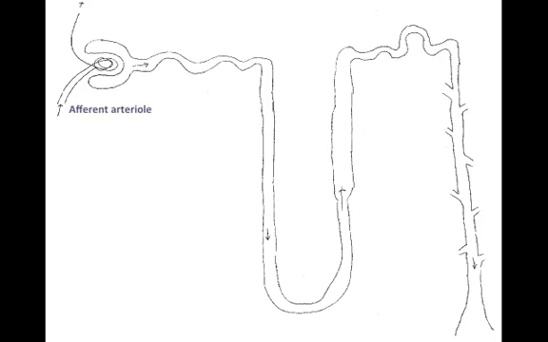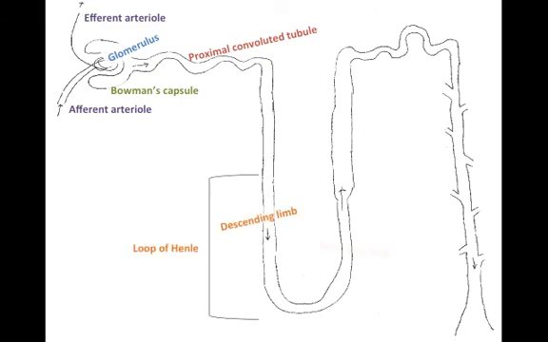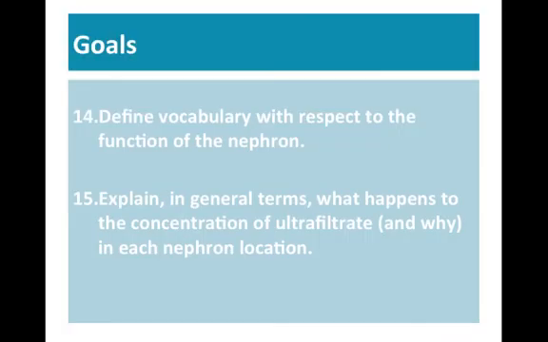That being said, we have all the different parts here. Hopefully you remember the different things that each area does. If not, you can watch this video again. Looking at our objectives, we just wanted to talk about some vocabulary with respect to the function of the nephron, which we did early on, and then explain in general terms what happens to the concentration of ultrafiltrate and why in each nephron location. If you have any questions regarding this, we can talk about it in class.